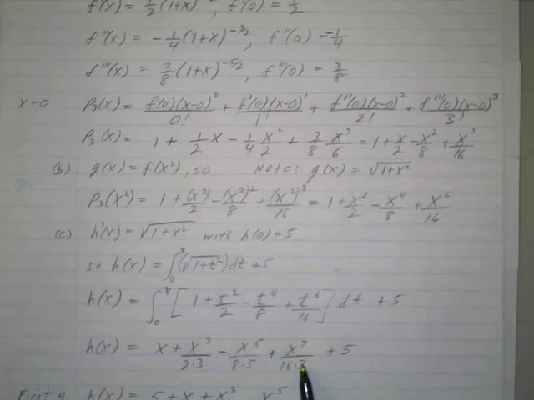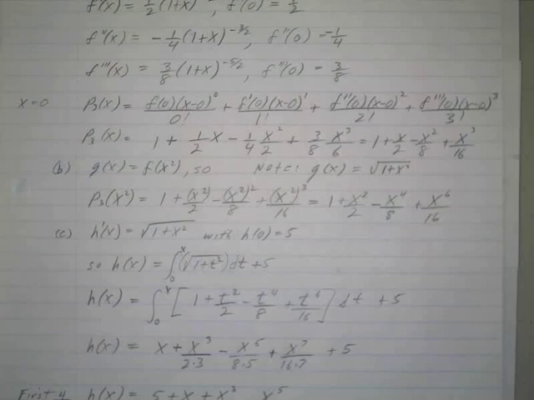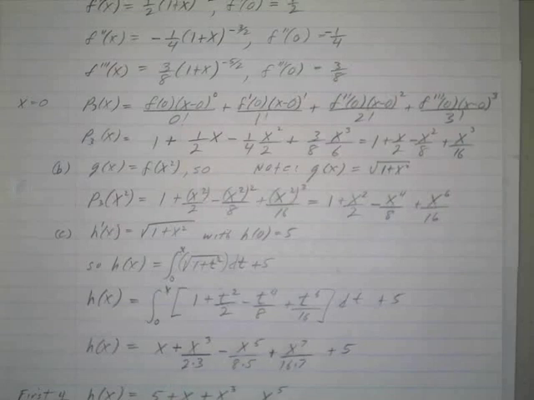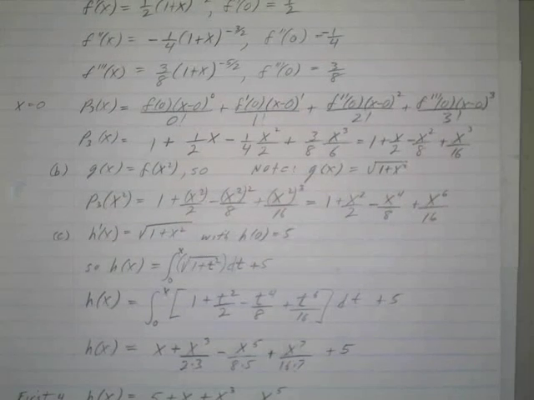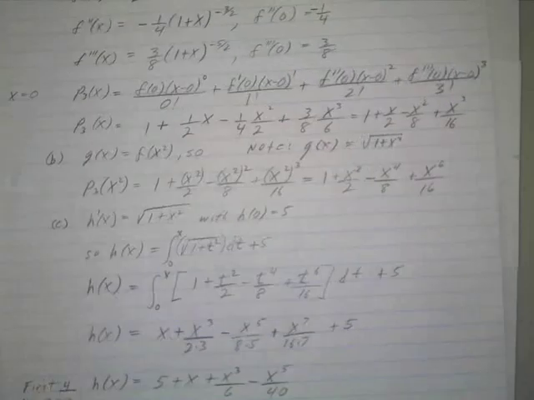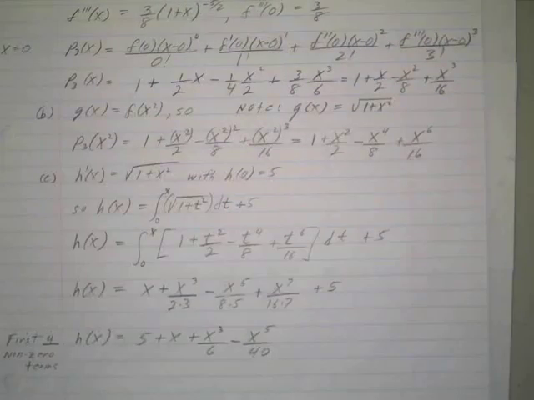And they just wanted the first 4 non-zero terms. So actually I didn't even need this term, because if I put the 5 over here, because this was plus 5, that would be the first non-zero term. Okay, the constant term. So it's 5. And then over here, this is the x, and this is x cubed over 6, and this x to the 5th over 40. So there's your first 4 non-zero terms.